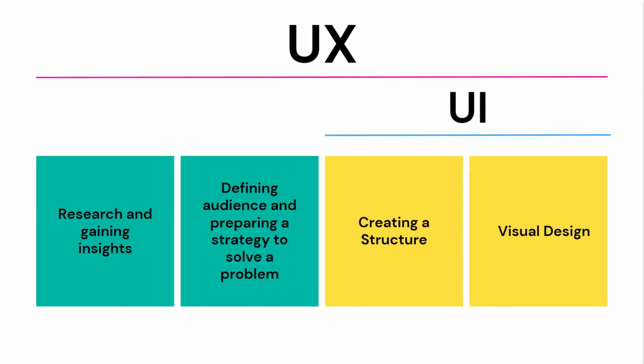Now that we've seen what UX and UI is, and till now we've treated UX and UI to be separate fields, but in reality, UI is a subset of UX. We start the entire UX process by doing some research and gaining insights about the problem that we are trying to solve. Once we do that, we define our audience and then we prepare a strategy to solve this problem. And once we do that, we create a structure. Creating a structure includes the way we want our application or website to look like. And once we do that, we go to the visual design. We add in colors, prototype it, and once that is done, the development process starts.